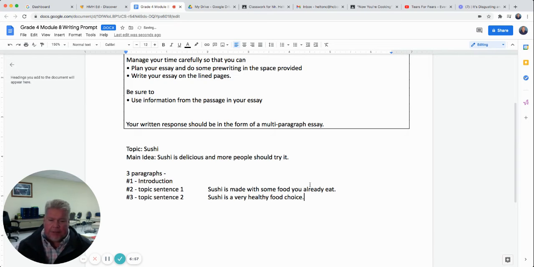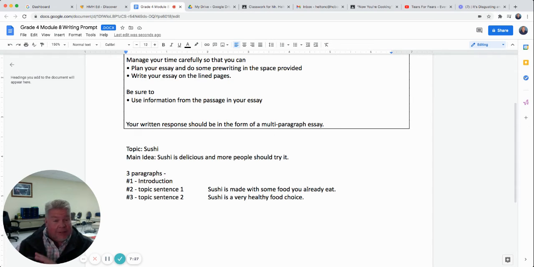Okay, now leave these sentences that we just wrote. Leave your topic sentence, that's going to be for paragraph, I know it's topic sentence number 1, but it's going to be paragraph number 2. Leave it very broad. And what I mean by that is don't say sushi is made of rice and seaweed and fish. Because if you do that, then you've already told everything. I'm just using mine as an example. Sushi's made of food you already eat.